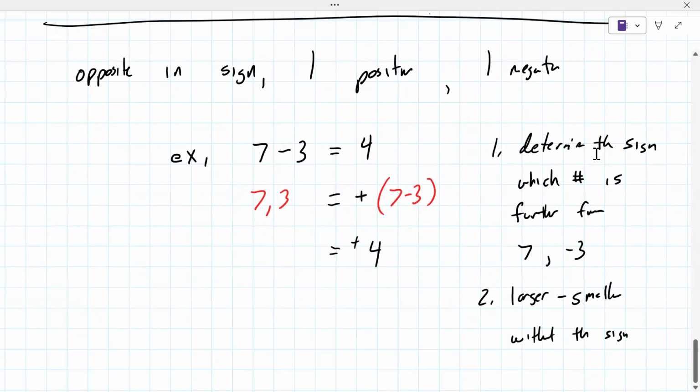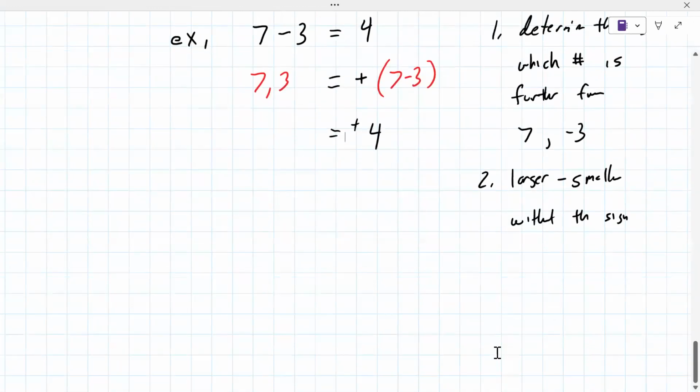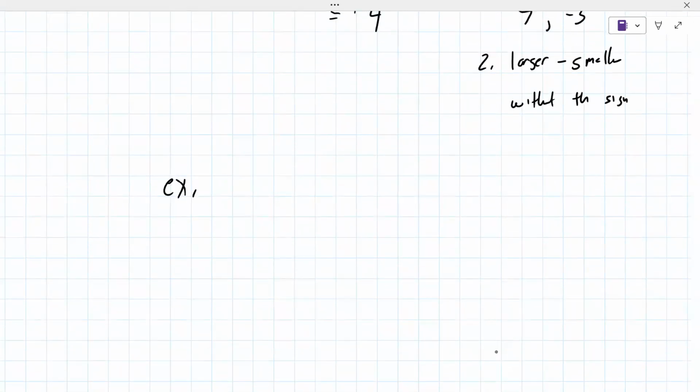You're going to first determine the sign by determining which number is further from 0. That tells you the sign. Then you take the larger number and subtract the smaller. So let's look at another example here. Let's say it's -8 plus 5. One negative, one positive.